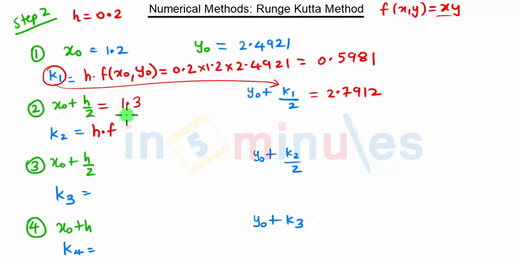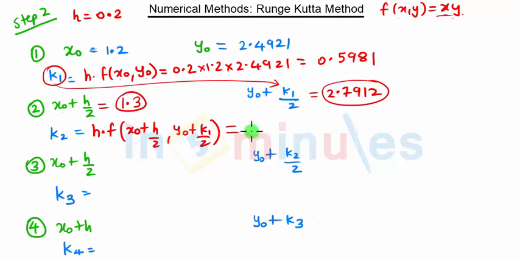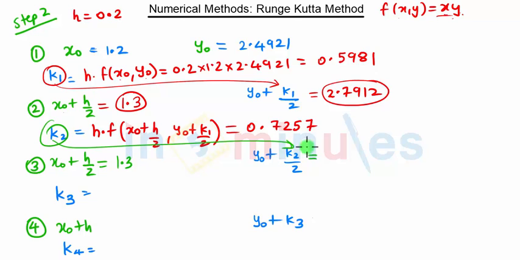Now we will calculate k2. k2 will be h into f of x0 plus h by 2 comma y0 plus k1 by 2. That is, we replace x and y in this function by 1.3 and 2.792. So we calculate this value, we will get 0.7257. Similarly, we will calculate x0 plus h by 2, which will be 1.3. We calculate y0 plus k2 by 2, where k2 will be from here. So this value turns out to be 2.8550.